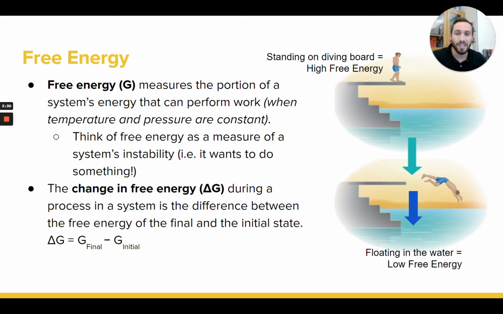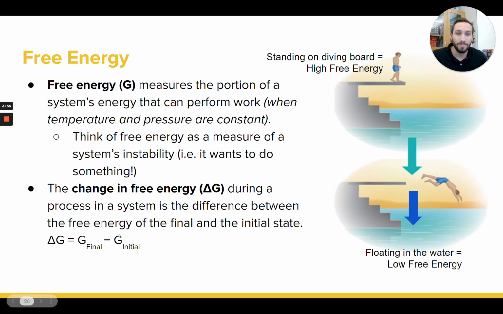The change in free energy, the symbol for that is delta G, is the difference between how much free energy you had at the beginning versus at the end. To calculate the change in free energy, you take the final amount of free energy minus the initial amount of free energy. Always remember that when we find the change in something in science, it's always the final minus the initial. So take how much free energy you are ending with minus how much free energy you started with.